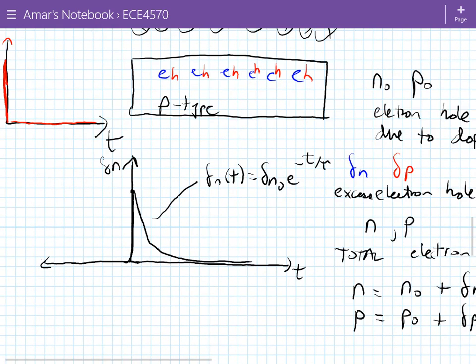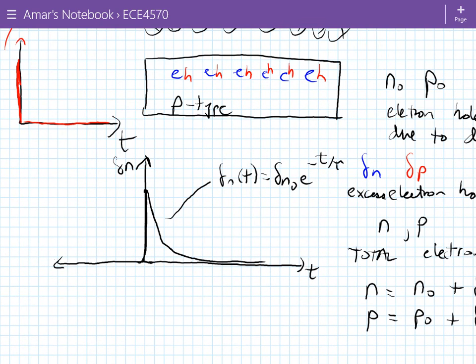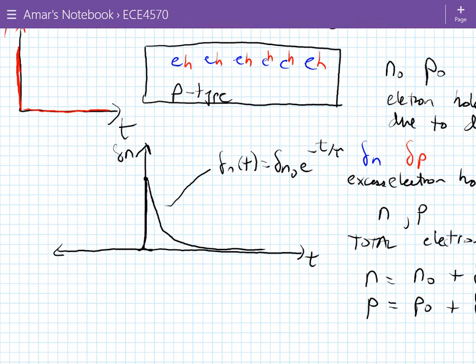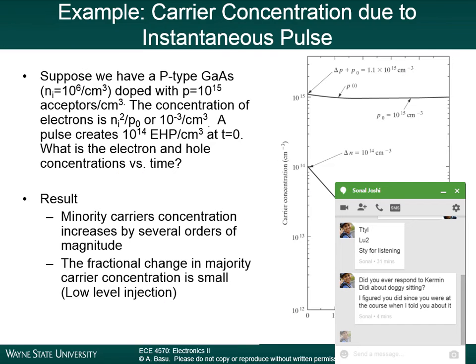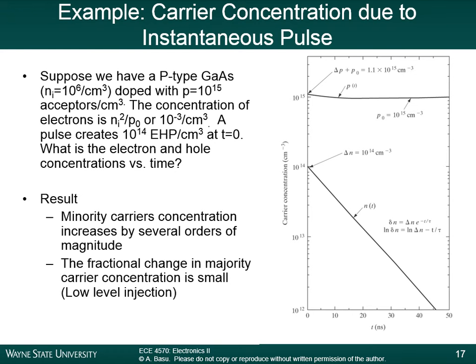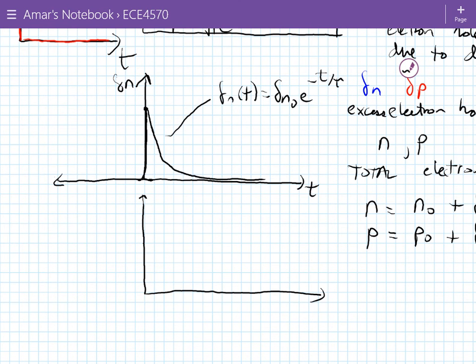So if we were to take the same function and plot it versus time, except we plot this on a log scale, so this is log Δn(t), then this will actually look like a straight line.